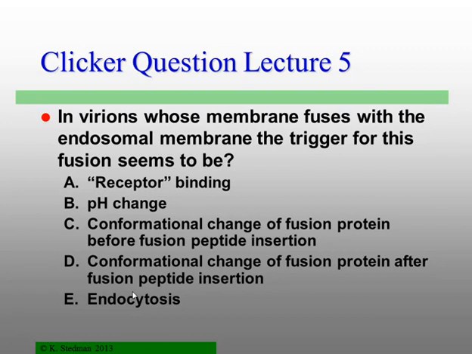In virions whose membrane fuses with the endosomal membrane, the trigger for fusion seems to be receptor binding, pH change, conformational change of fusion protein before fusion peptide insertion, conformational change of fusion protein after fusion peptide insertion, or endocytosis.